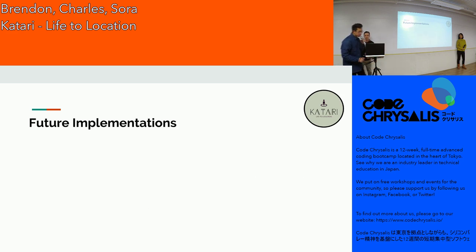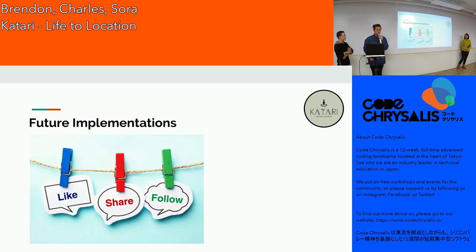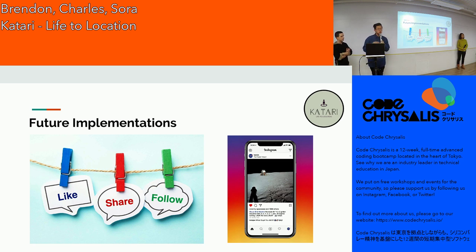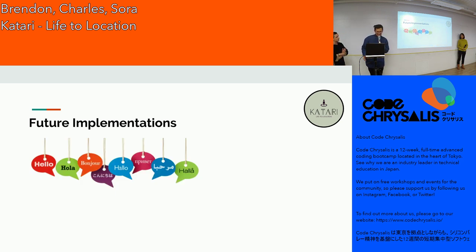Now, let's talk about some future implementations. We're all very proud of our app, but there is so much more we want to accomplish. So first thing we want to do, we want to add more user interface. You want to have like, share, follow. We want people to be able to like the locations and the people that post great stories. And also, we eventually want to have a news feed. So when new stories come up, we want them to be able to see the newest stories and eventually make it basically Instagram.